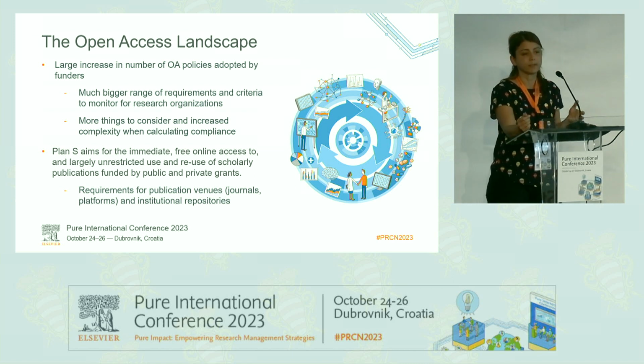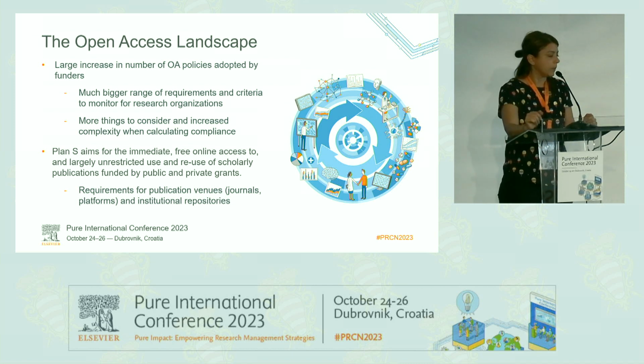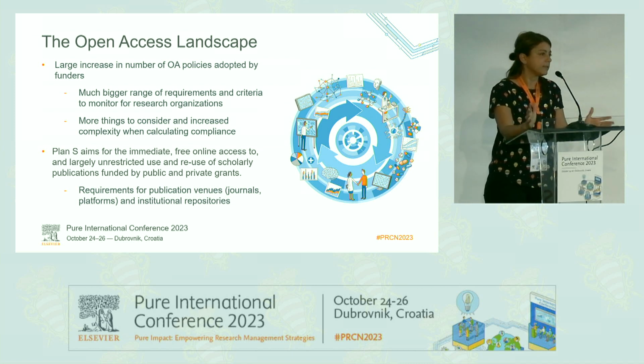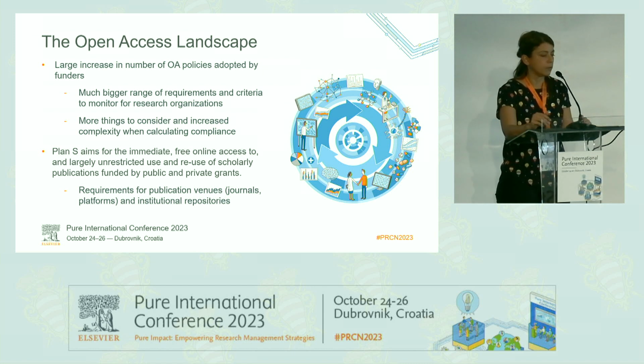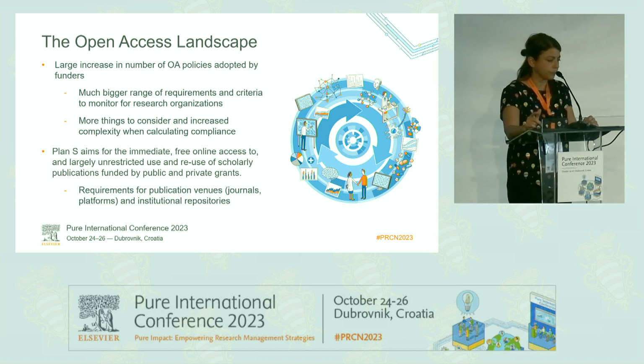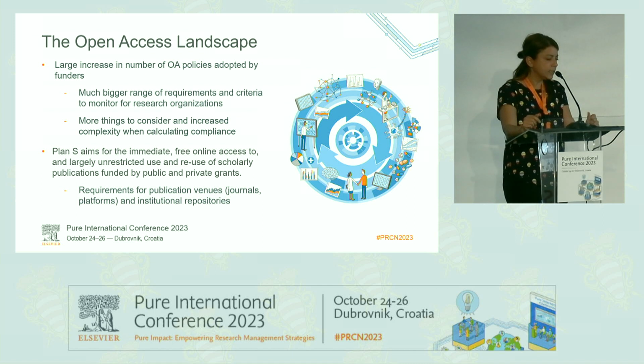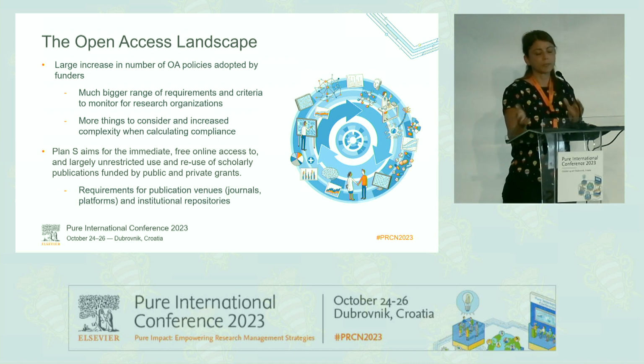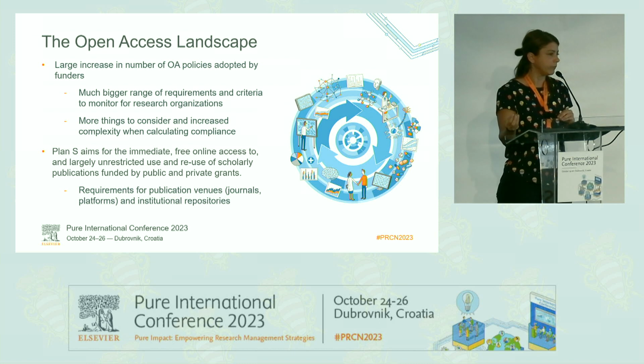If we look at Plan S, what Plan S aims for is immediate and free access and discoverability of scholarly publications and research outputs, also research data sets that are associated with funding. It has requirements both for publication venues, so journals and publishing companies, and for institutional repositories.